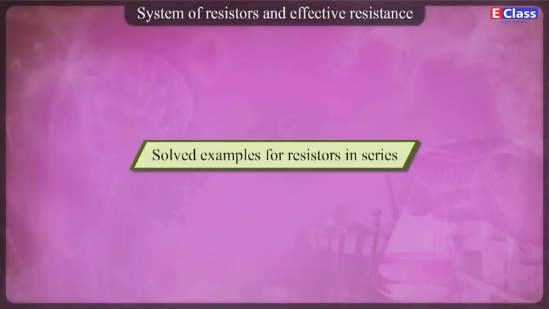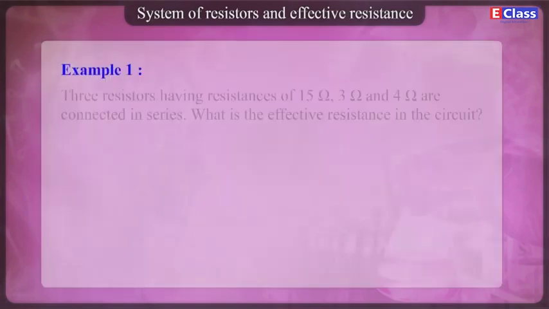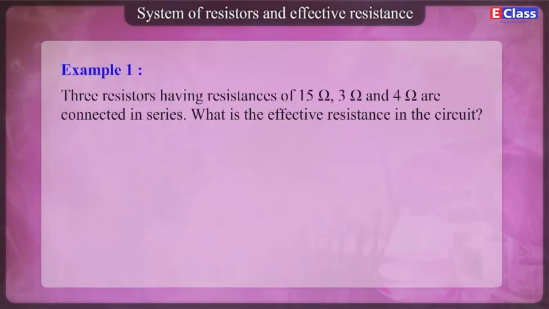Solved examples for resistors in series. Example 1. Three resistors having resistances of 15 ohm, 3 ohm and 4 ohm are connected in series. What is the effective resistance in the circuit?